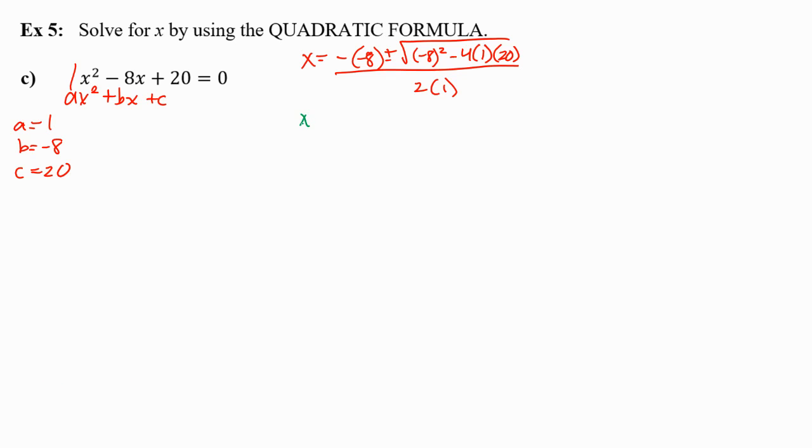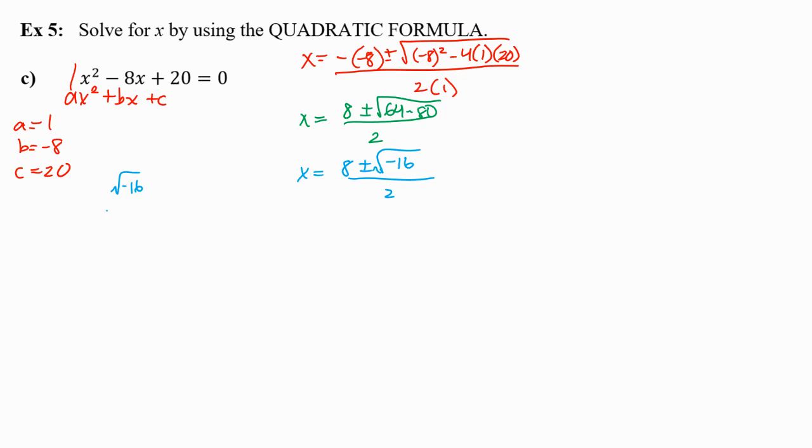Start to simplify it a little bit. The double negative outside becomes positive, plus or minus. Negative 8 squared is a positive 64. And then negative 4 times 1 times 20 should give us a minus 80. And that's all over 2 times 1, which is just 2. Okay, then we're going to want to work on the square root. So let's simplify that a little bit. Plus or minus 64 minus 80 gives us a negative 16. Okay, I'm going to take that to the side.